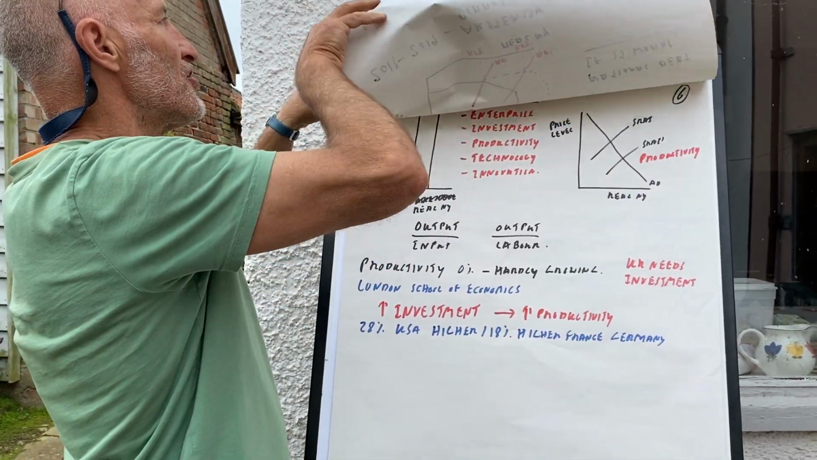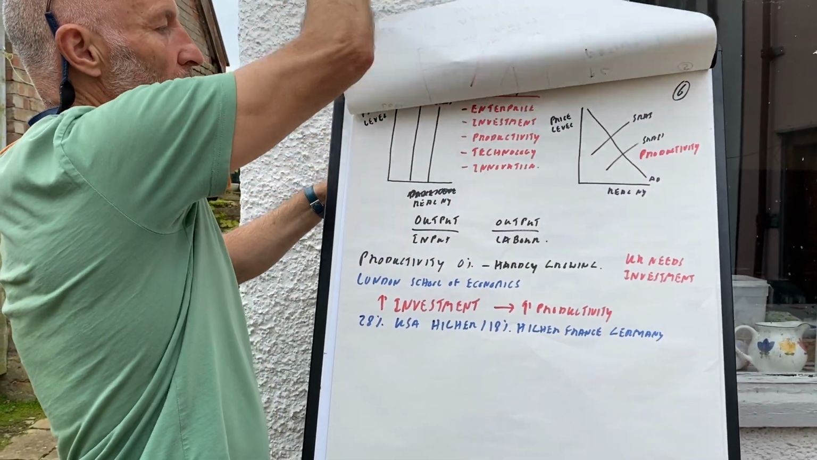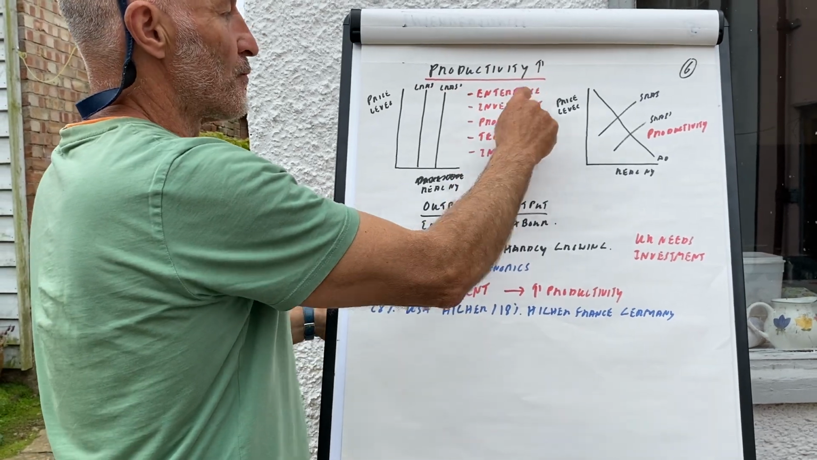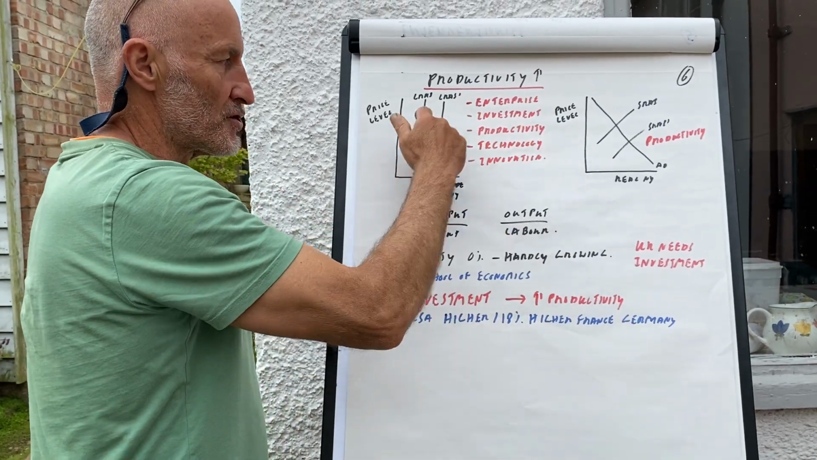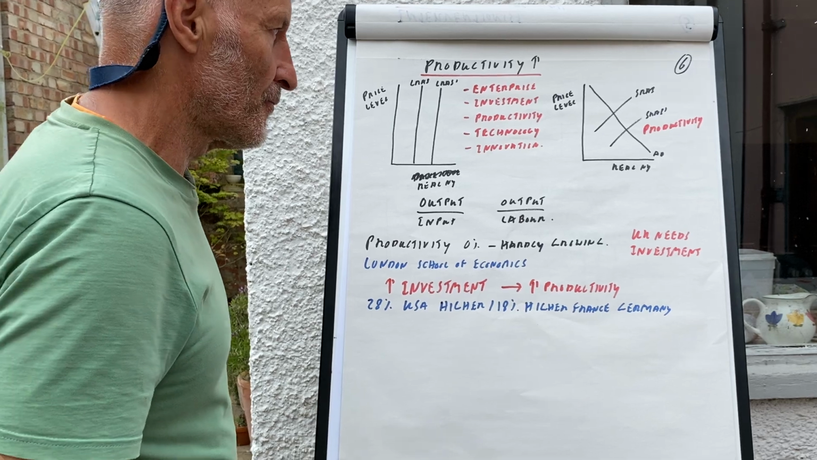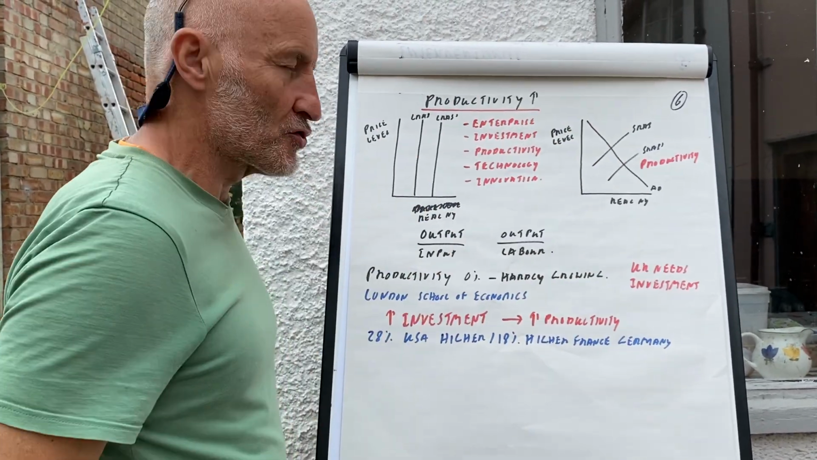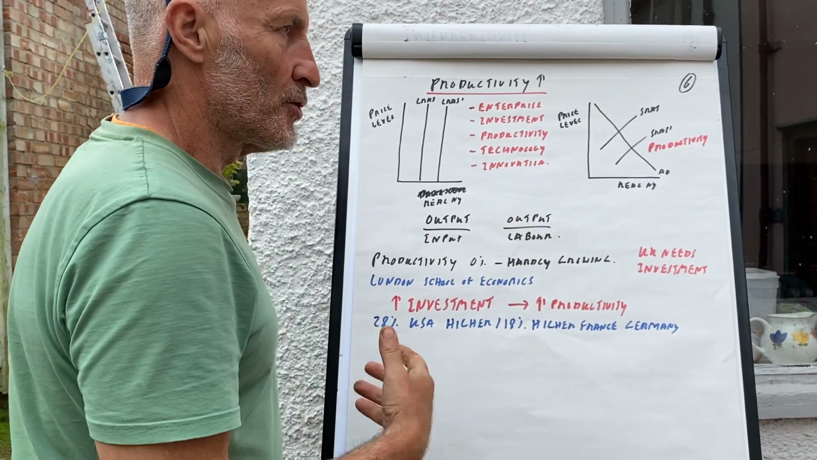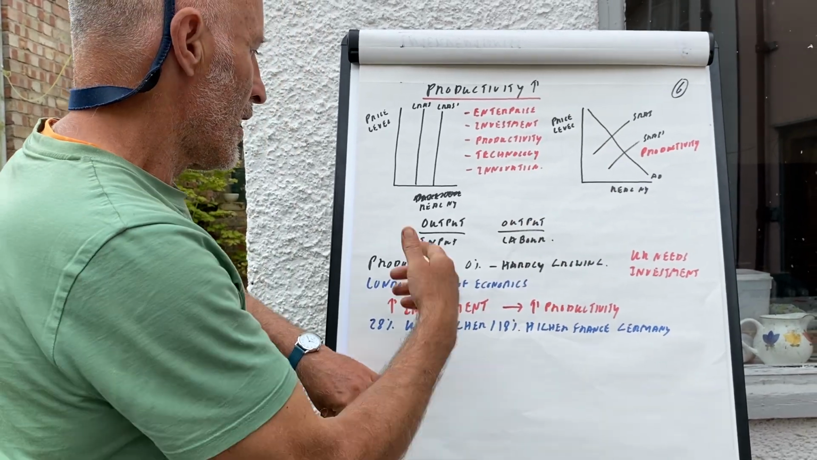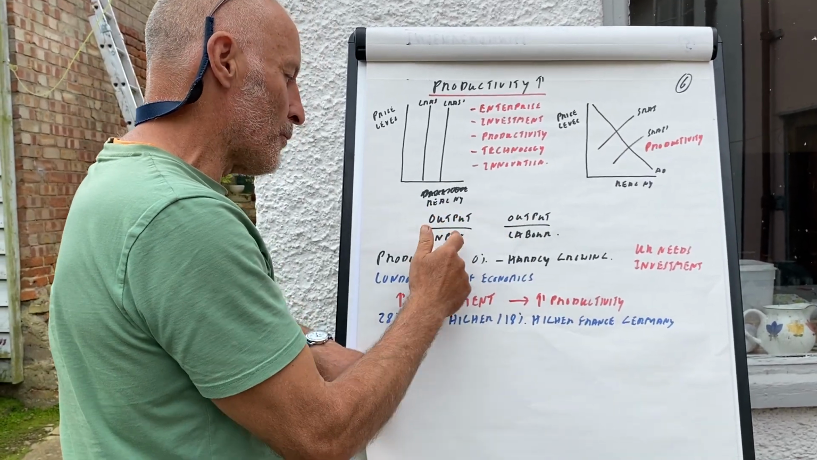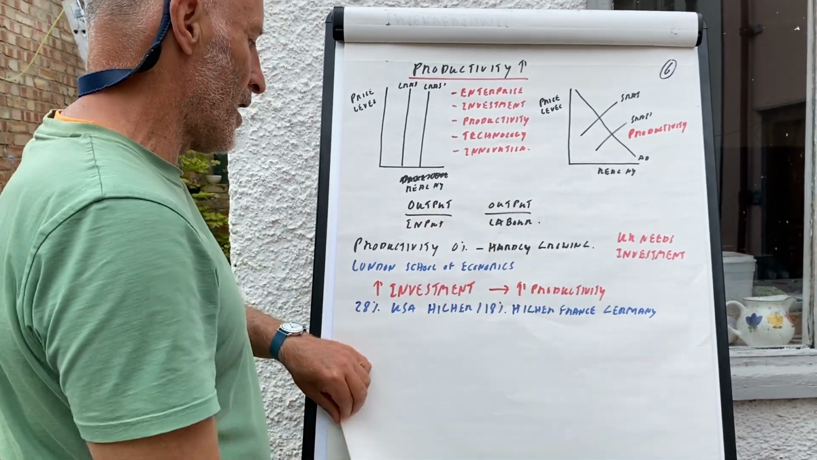It literally also means that the AS curve will go up. Right. Enterprise, investment, productivity, technology, innovation will all shift out the long-run aggregate supply curve. Right, if productivity goes up, it's the only thing that shifts out the short-run aggregate supply curve as well, straight away, because we can produce more per good. The definition of productivity is output divided by input or output divided by labour.